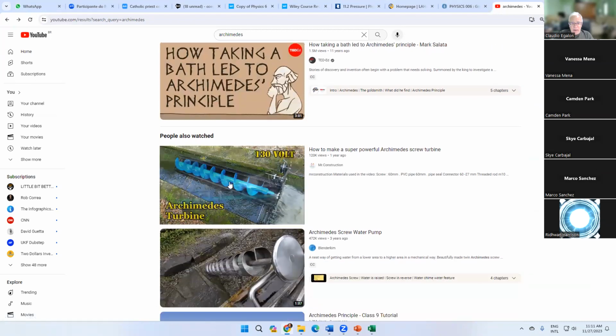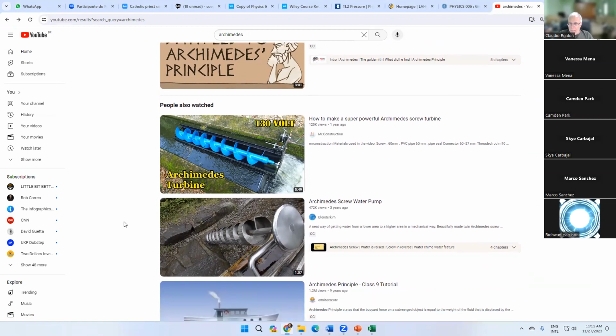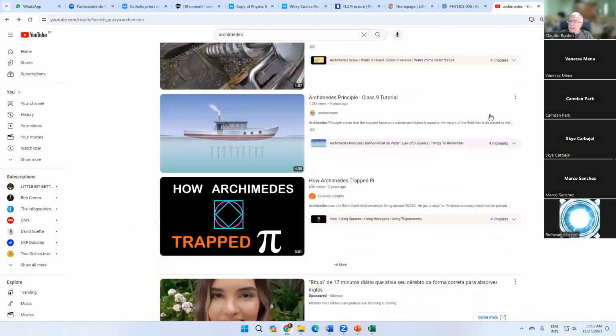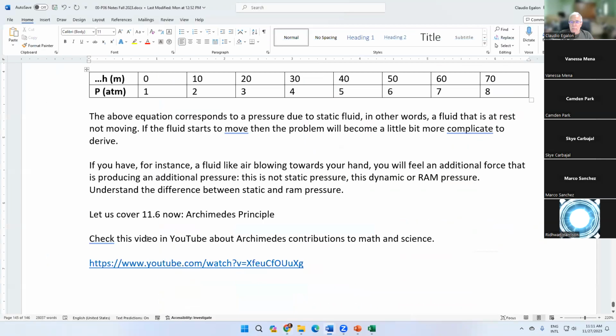See, this is a device that Archimedes invented. We call it the Archimedes screw. It's a way of moving water uphill. He invented that in his time, and we still use something like that today. It's a screw that pumps water uphill. All right, but let's talk about Archimedes' principle.